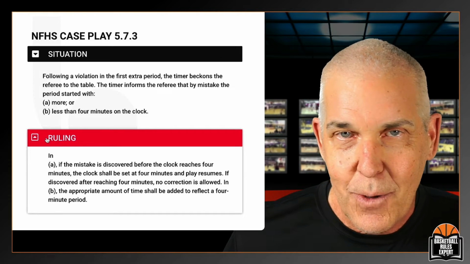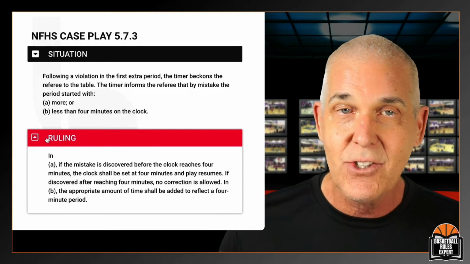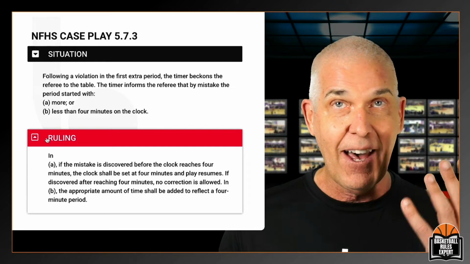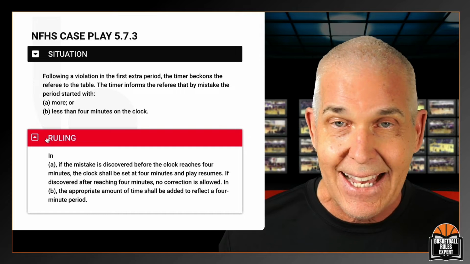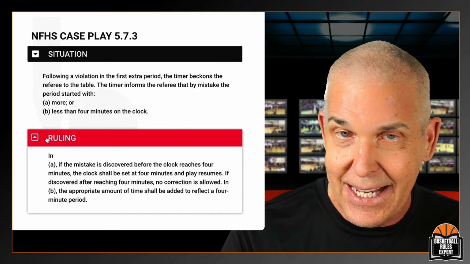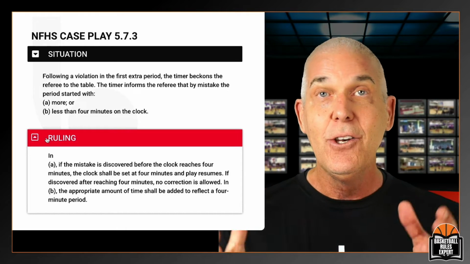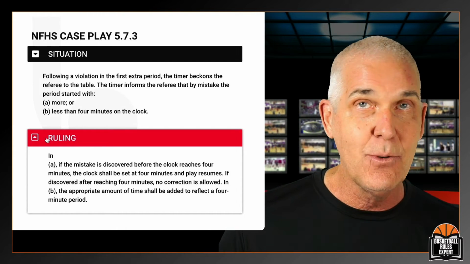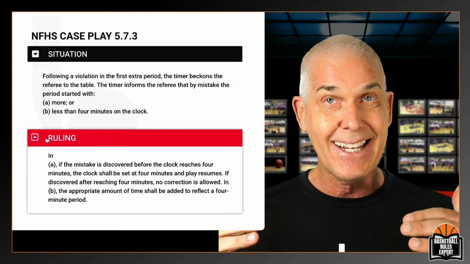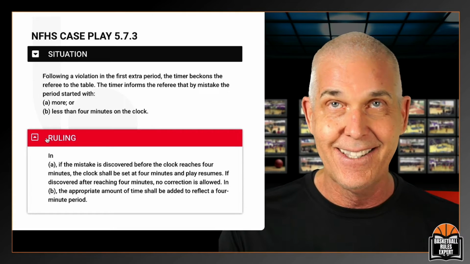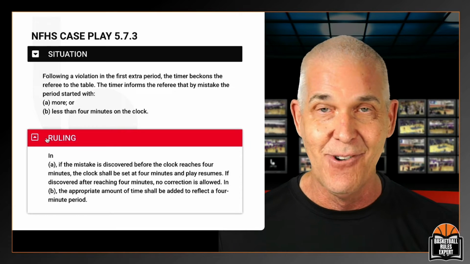Okay, so following a violation in the first extra period, the timer beckons the referee and says, ref, the period started with more than, right? So we have the 5-minute scenario. Let's say it's at 4:32. If a mistake is discovered before it reaches 4 minutes, the clock shall be set at 4 minutes and play resumed. So in A, at 4:32 showing on the clock, the timer put 5 minutes up by mistake. We set the clock to 4 minutes and run from there. Wow, I definitely would have got that wrong.